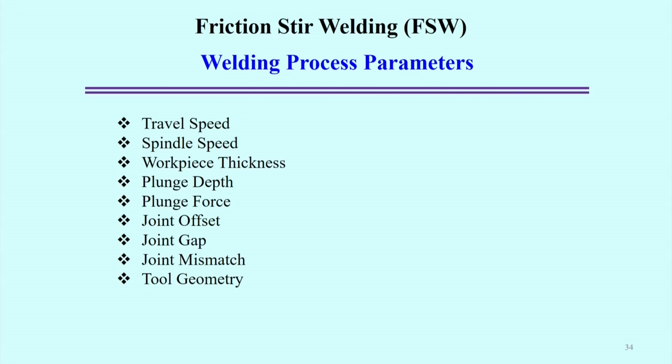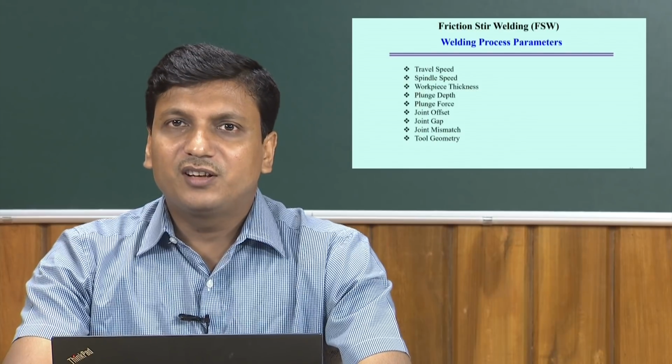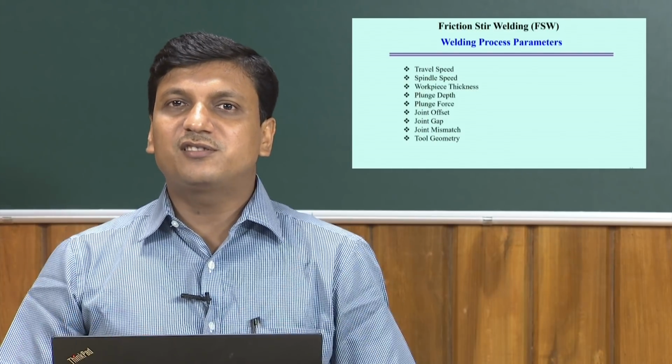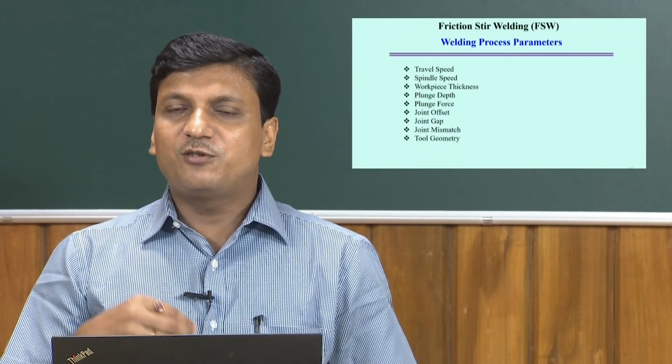So, if we look into the individual parameters and their general effects, travel speed is normally very low, that means we need to keep the welding speed low. The movement speed of the welding will be very low. We can compare that to a machining process, where we give the feed motion and the cutting motion. It resembles the feed motion during machining. So, that is why travel speed or welding speed should be very low.